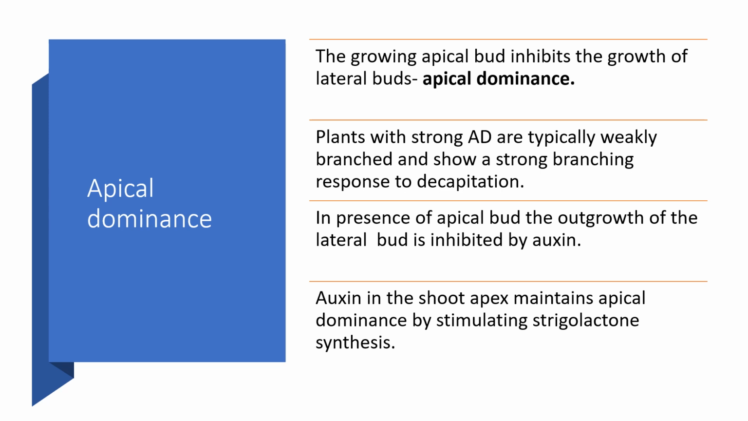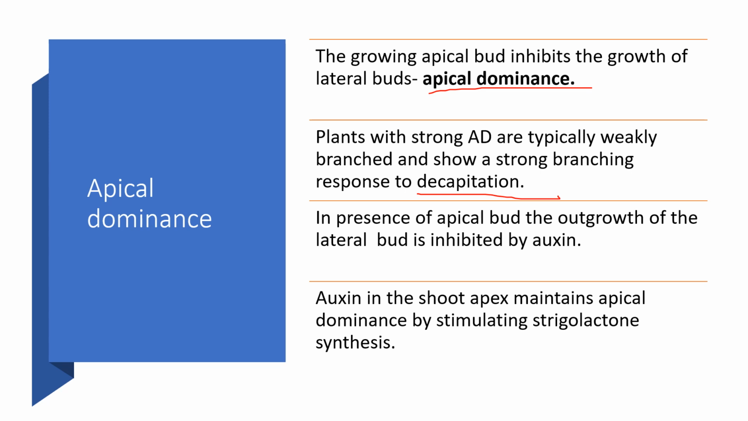Then apical dominance. What is apical dominance? First, we have to understand the definition: the growing apical bud inhibits the growth of the lateral buds. This phenomenon is called apical dominance. Removal of the shoot apex usually results in the growth of the lateral buds. So plants with strong apical dominance are typically weakly branched and show a strong branching response to decapitation, which means removal of the shoot tip.